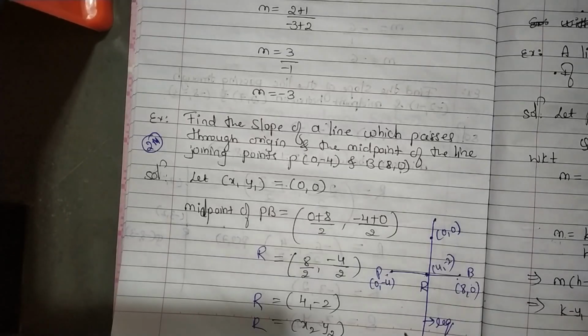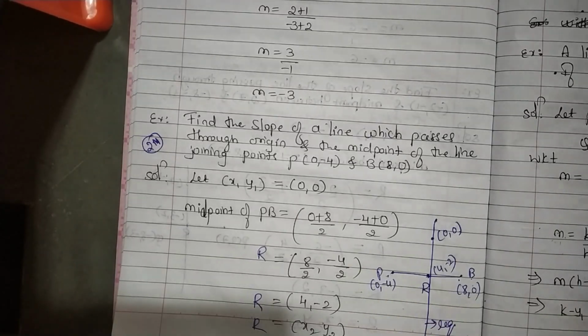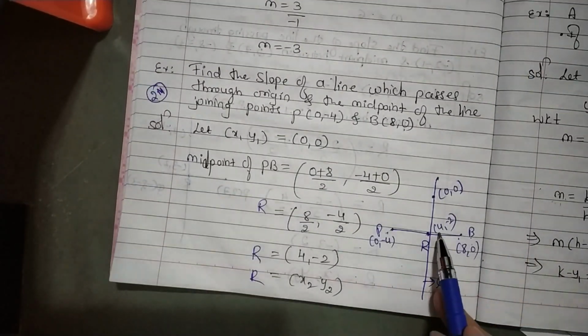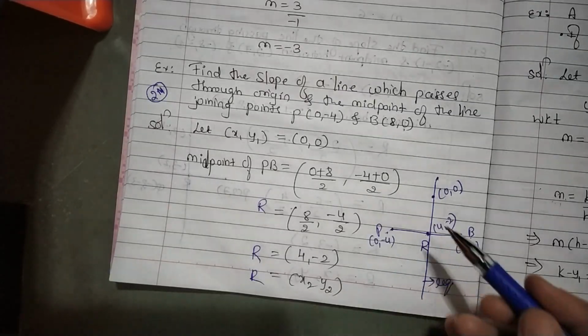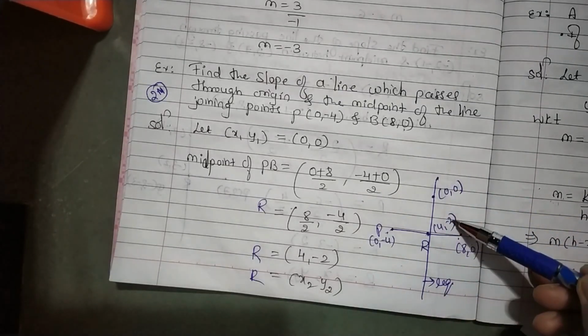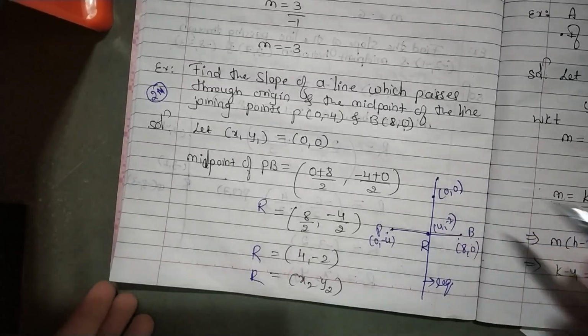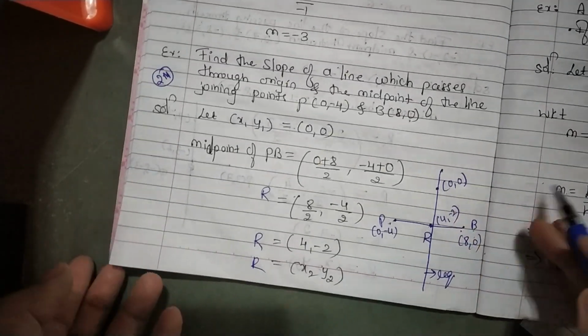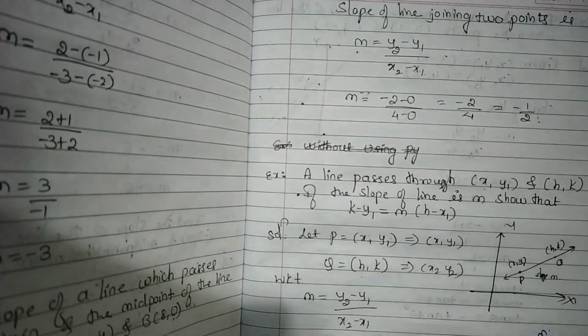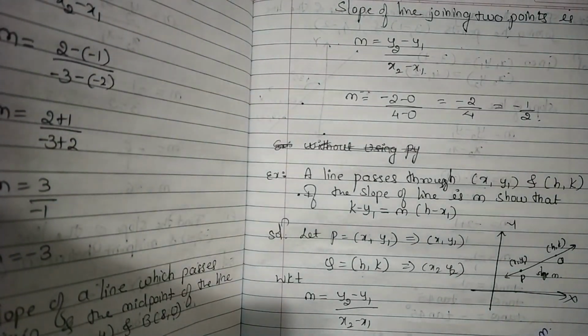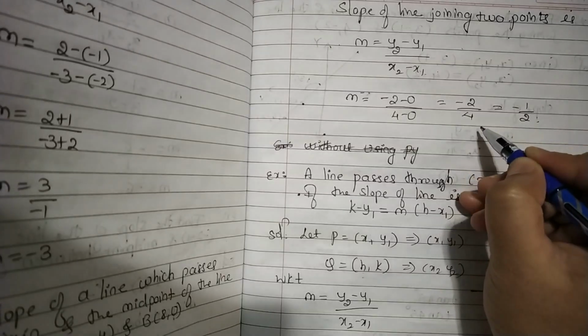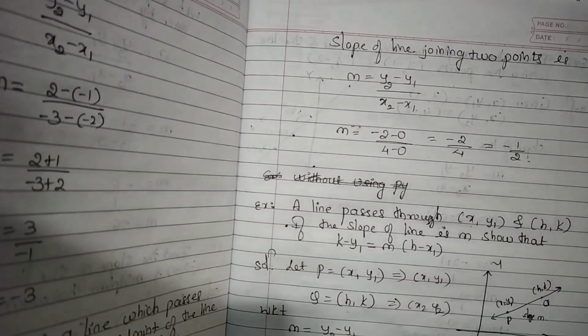by using the midpoint formula. So the R coordinate, you find using the midpoint formula, which is (x1 plus x2) by 2 and (y1 plus y2) by 2. Simplify and you will get the R coordinate as (4, minus 2). We know that the slope of a line joining 2 points is given by (y2 minus y1) by (x2 minus x1), that is minus 2 minus 0 by 4 minus 0, which is equal to minus 2 by 4, which is equal to minus 1 by 2.